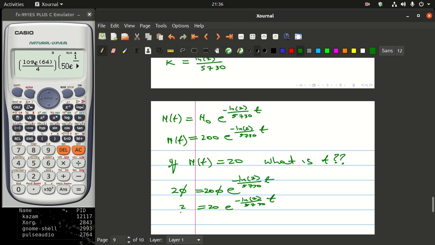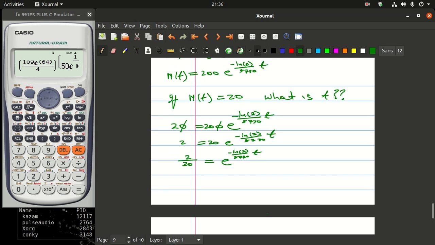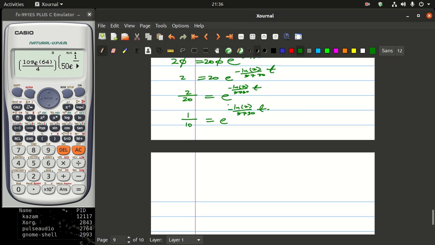Then if you look into this, I'm going to divide by 20 on both sides, so I have 2 divided by 20 is equal to e raised to minus ln of 2 all over 5730 t. Now if you look into this, how many 2's out of 2? You have 1. How many 2's out of 20? You have a 10. And this is just equal to e raised to minus ln of 2 all over 5730 times t. Now I have a humongous exponent there, I have a number there, I have a base.